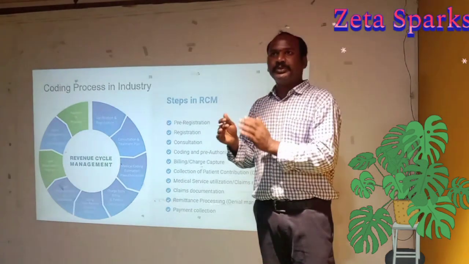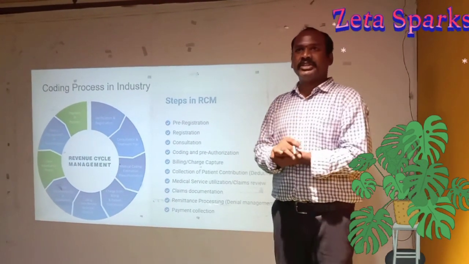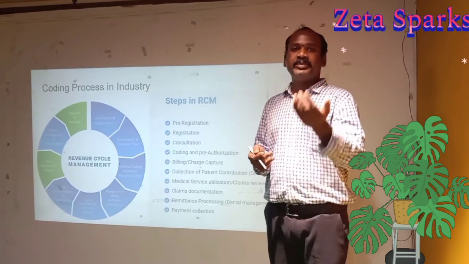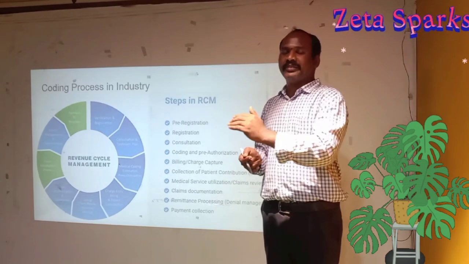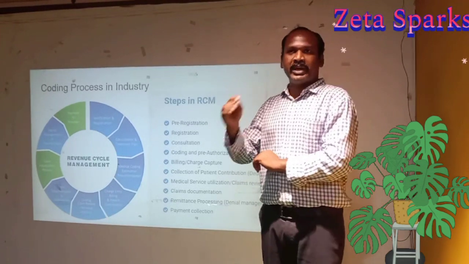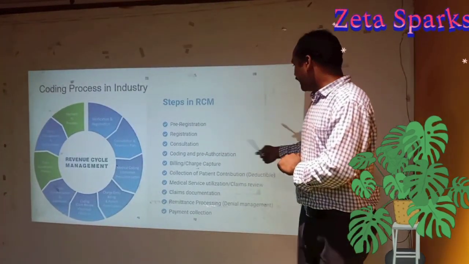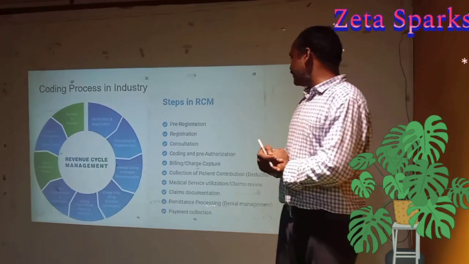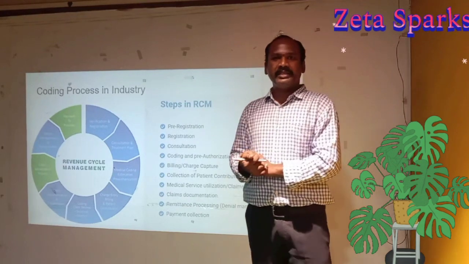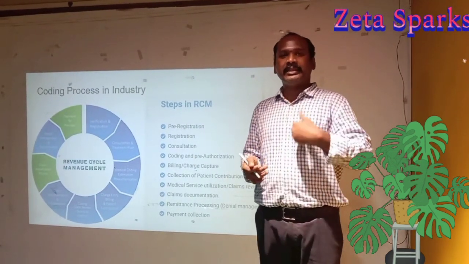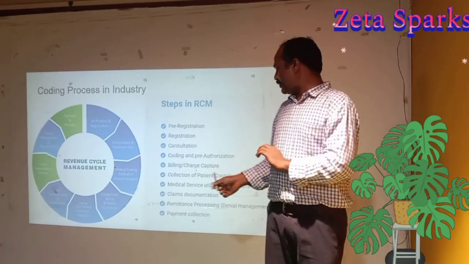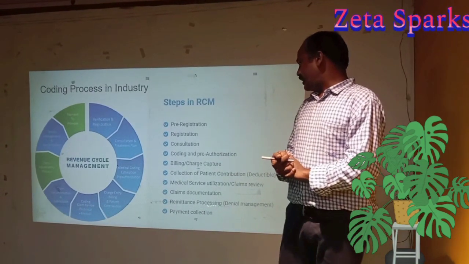For example, some insurance does not cover certain surgeries, such as cosmetic surgeries, which enhance beauty. Those surgeries will not be covered by the insurance. This part will be covered by the patient. This is the deductible. Next, what is meant by medical service utilization? Insurance companies will not cover all services. They will cover only health-related, damage-related, or disease-related injuries.